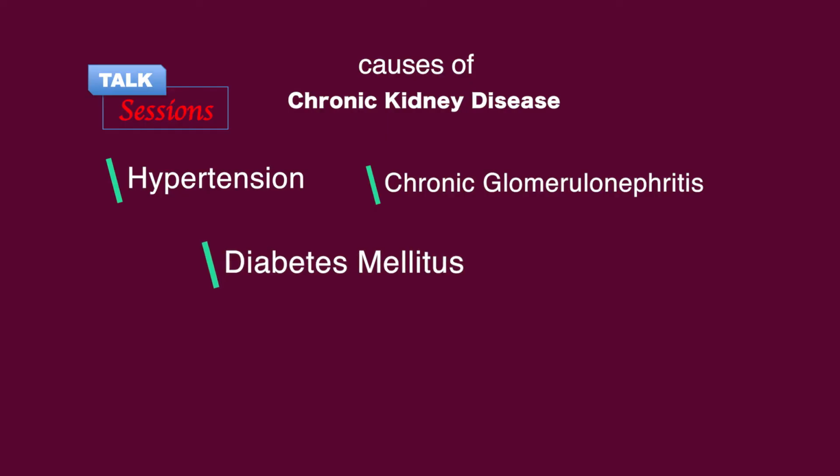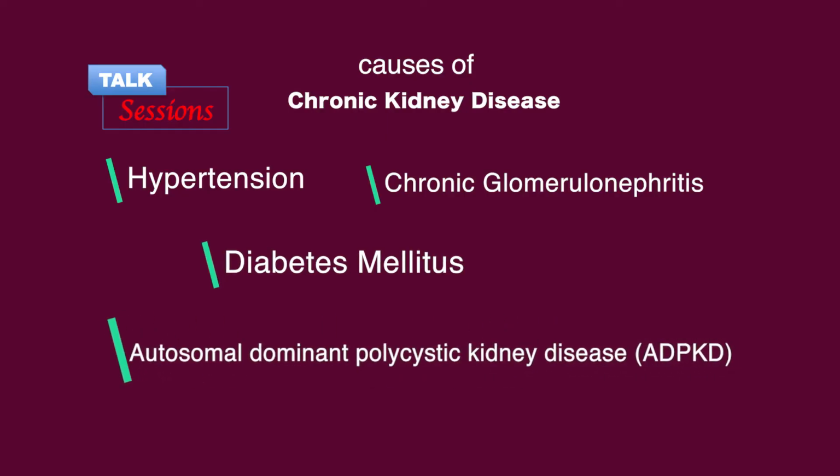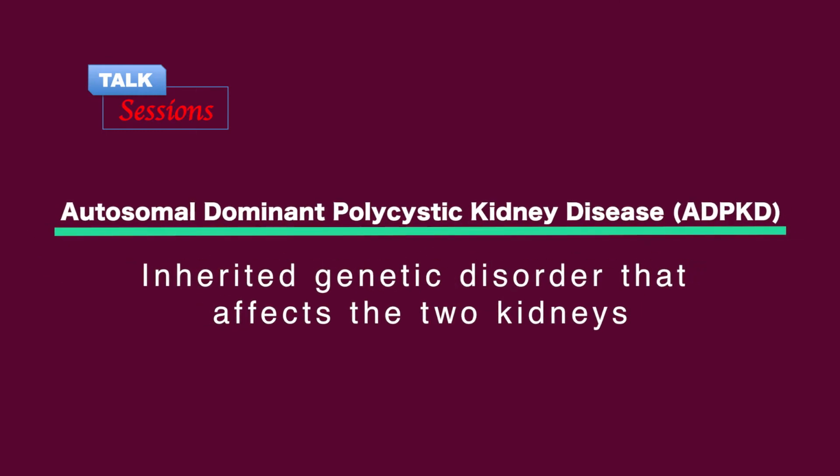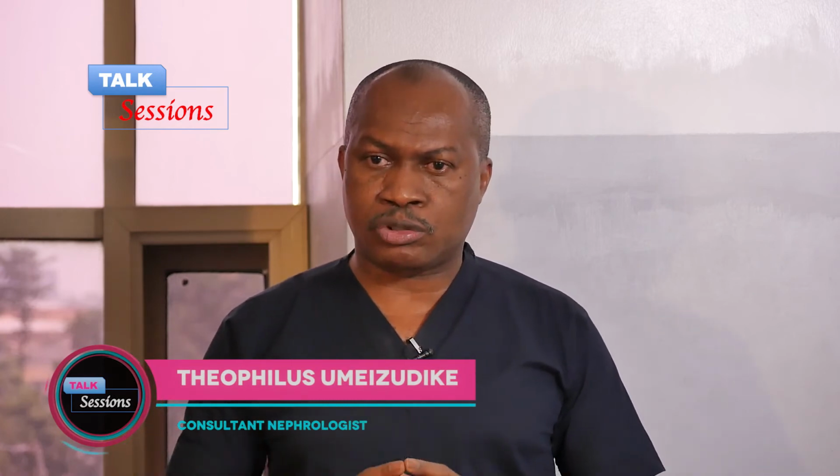And going on from there, chronic kidney disease can also be caused by conditions like autosomal dominant polycystic kidney disease, which is the commonest form of inherited genetic disorder that affects the two kidneys. And this is a condition that we are beginning to see in our environment because of the access that people have to sophisticated equipment to be able to pick up these cysts in their kidneys at an early age.